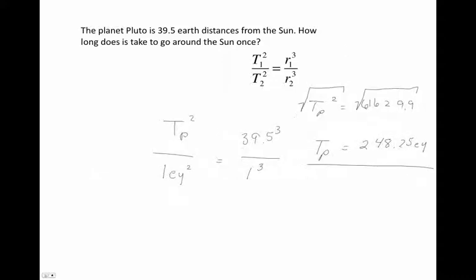So we're hunting for the period of Pluto, how long it takes to go around the Sun. On this side we have the radius of Pluto, how many Earth radiuses it is from the Sun, cubed, over 1 Earth year squared on this side, and 1 Earth radius cubed on this side. So for TP, we take 39.5 and cube it, getting 61,629.9, and then we square root it to get TP. That's 248.25 Earth years.